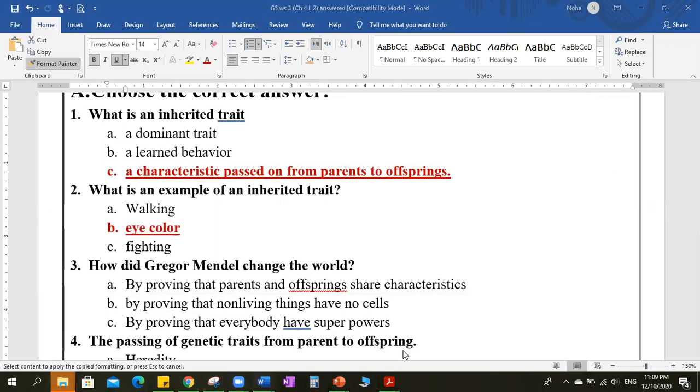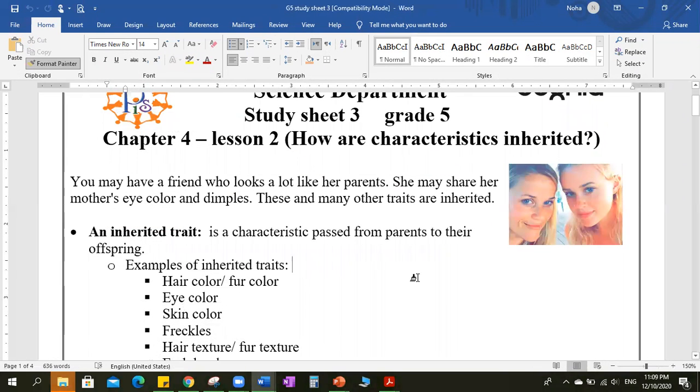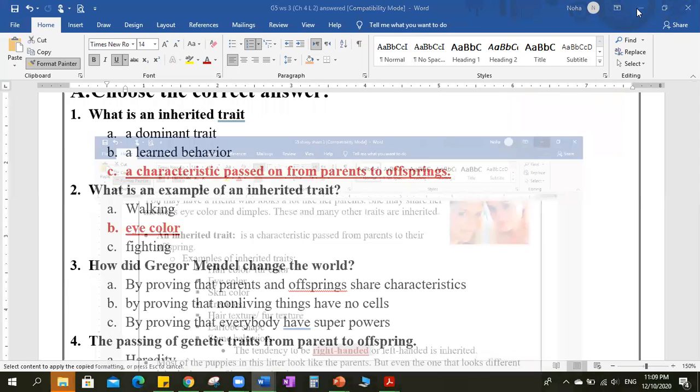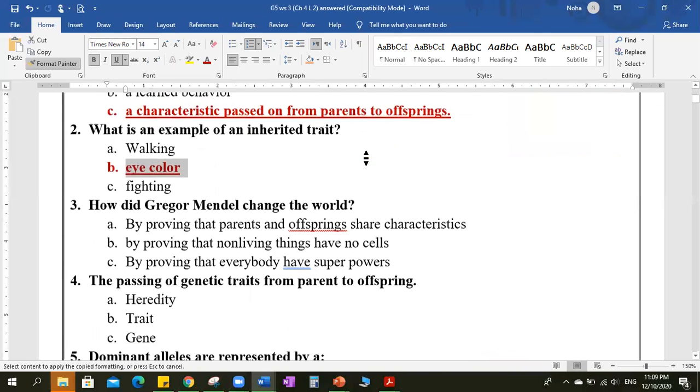If we go back to the study sheet, you will see that we have some examples of inherited traits like the hair color, the fur color, eye color, skin color, freckles, the hair texture, the ear shape, and also some behaviors like using your right hand or left hand. Now back to the worksheet.